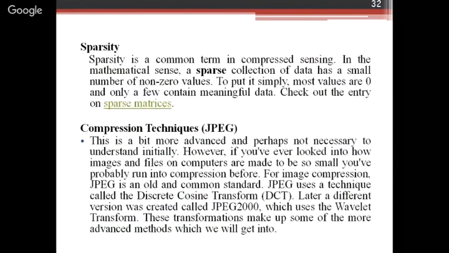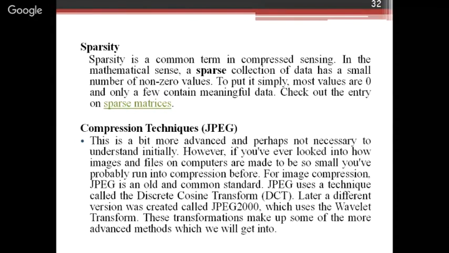Sparsity, I've already told you, is the common term which is used in compressive sensing. What is that? A sparse collection of data has a very small number of non-zero values. That means a very huge amount of data is basically represented with a few measurements, and the rest of the data, in mathematical terms, is basically zeros. So you are taking the non-zero values, which are very few.